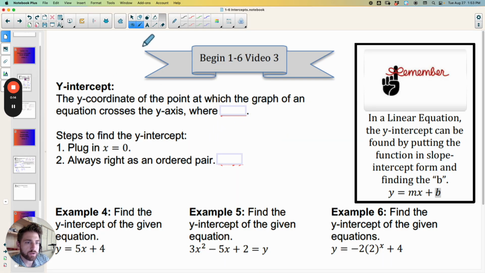Alright, so one thing I need to fix here, so this is going to be wrong when I click on it. This should say not when y equals 0. This needs to say when x is equal to 0. So the y-coordinate of the point at which the graph of an equation crosses the y-axis is where x is equal to 0. So number 2 here says always write as an ordered pair as 0, y. Notice the x value here is 0 and the y value is what we're trying to find.